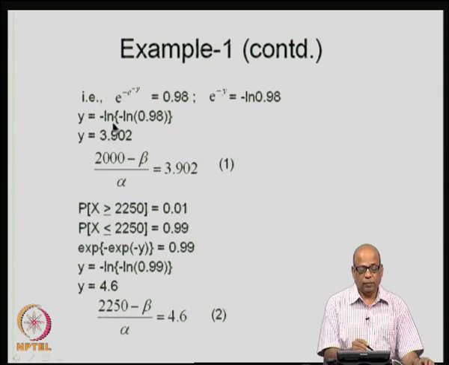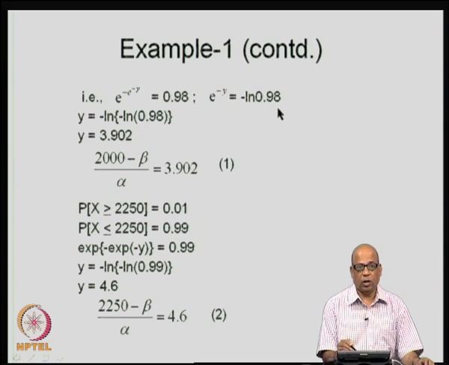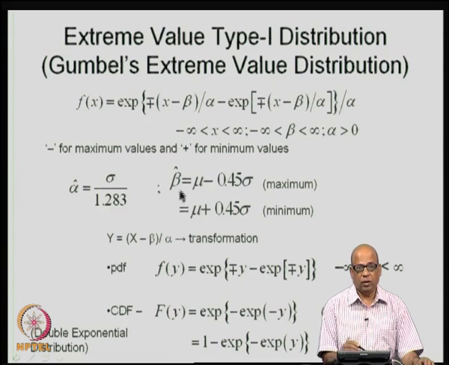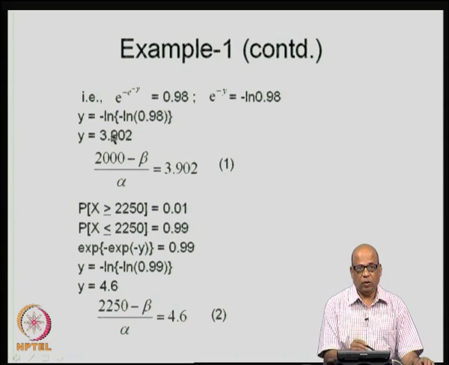So, we write this as e to the power minus y is equal to 0.98, and therefore, by taking logarithms, y is equal to minus log of minus log 0.98, from which you get y is equal to 3.902. What is y? You recall that y is a transformation, y is equal to x minus beta over alpha. So, with x as 2000, the particular x value that we are talking about, 2000 minus beta over alpha should be equal to y, which is 3.902. This is the first condition that we generate.